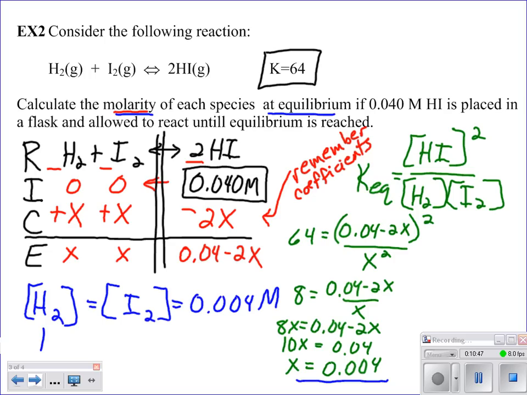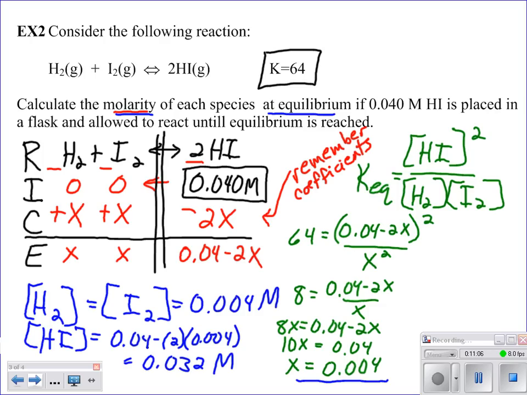And then your HI is going to be equal to 0.04 minus 2 times your 0.004. I should just do this in the calculator, which is equal to 0.032 molar. So those are your values that you've got right there. And that should do it on that type of question. Last one.